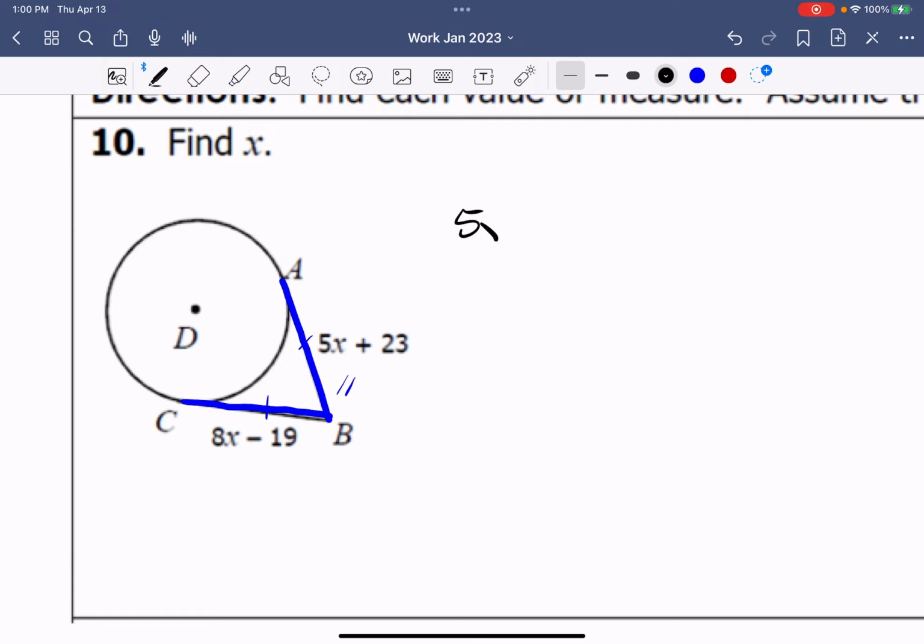We're going to solve 5x plus 23. Doesn't matter which one you write first. You can write the 8 or the 5. And it's going to be equal to 8x minus 19. And you're just going to solve. So you guys are really just going to solve.